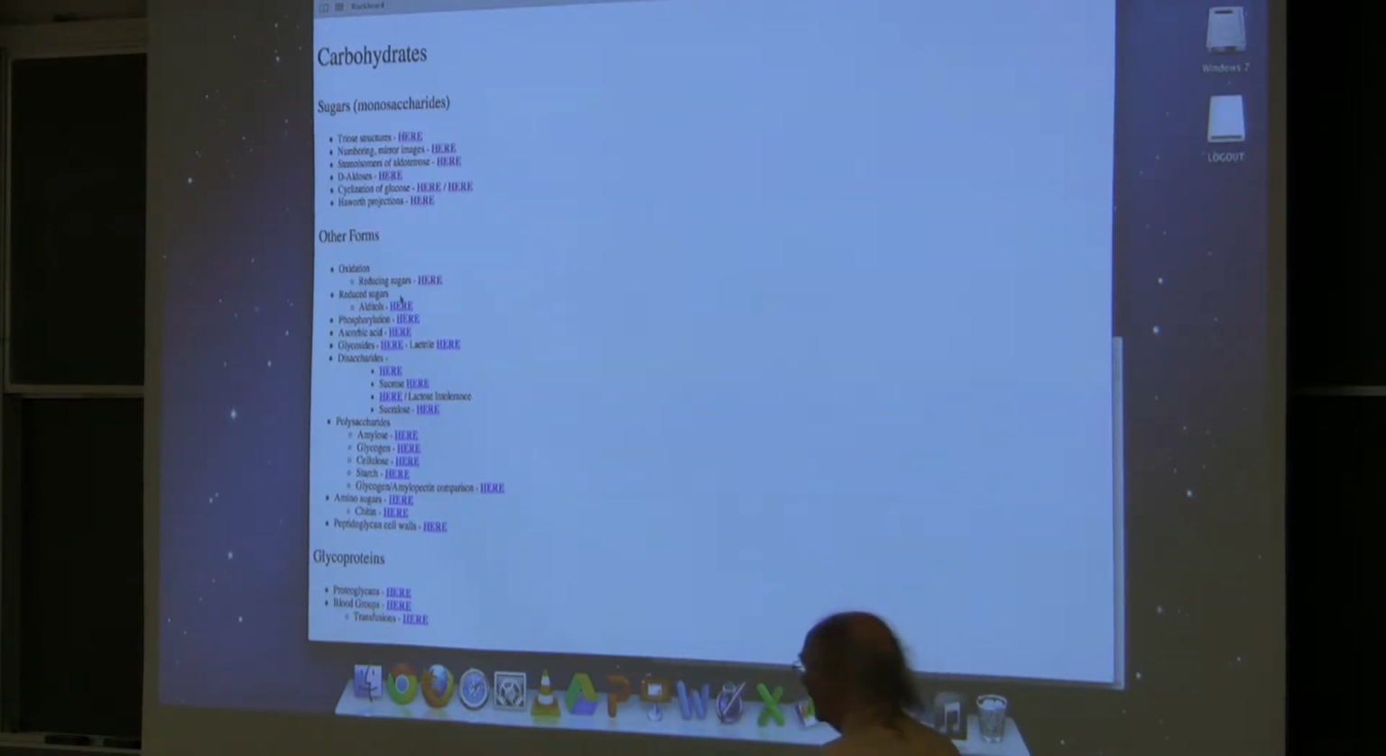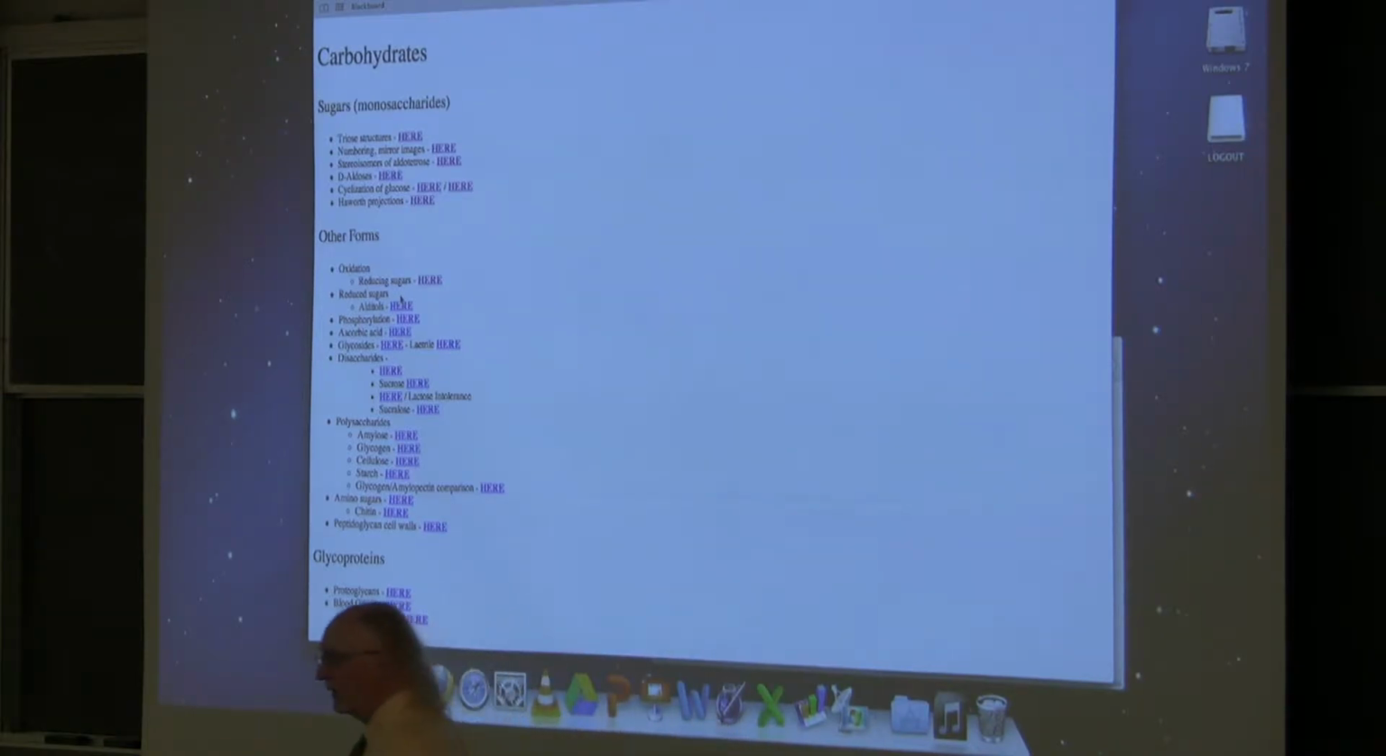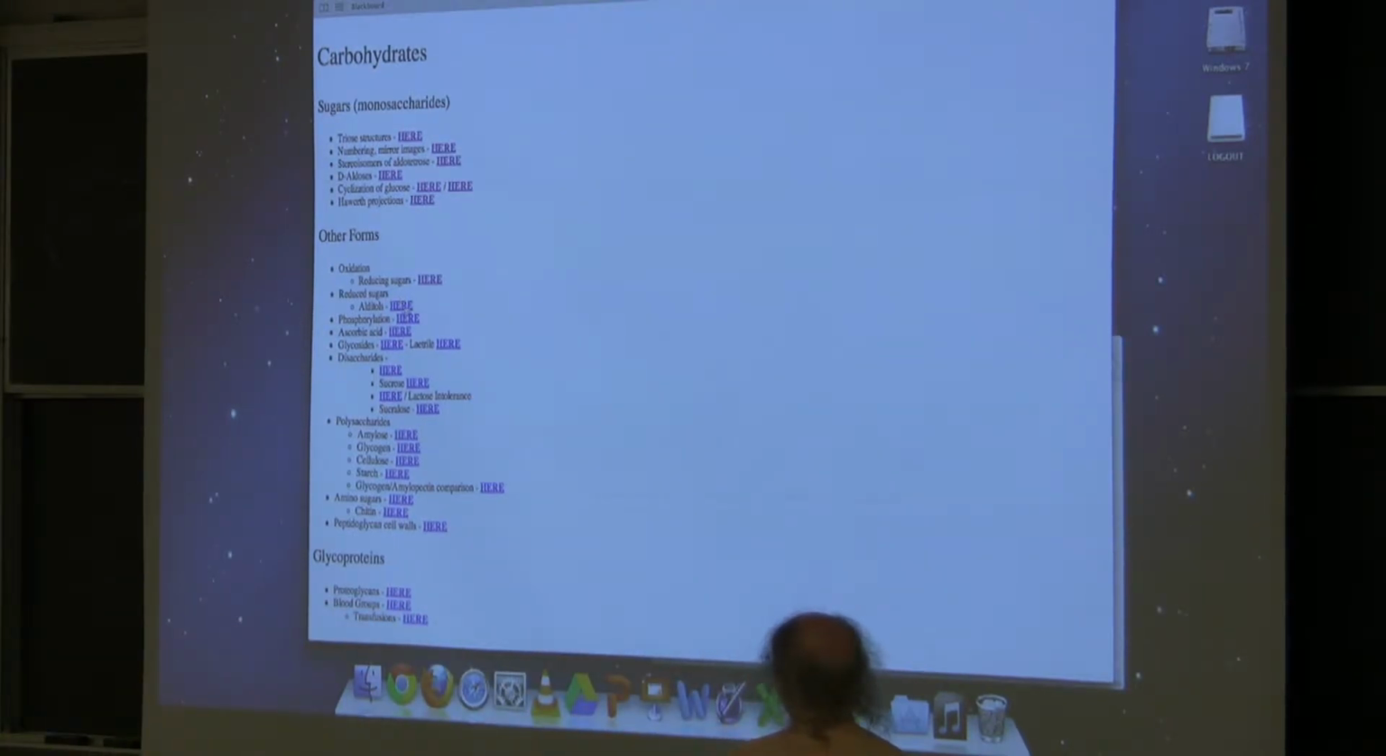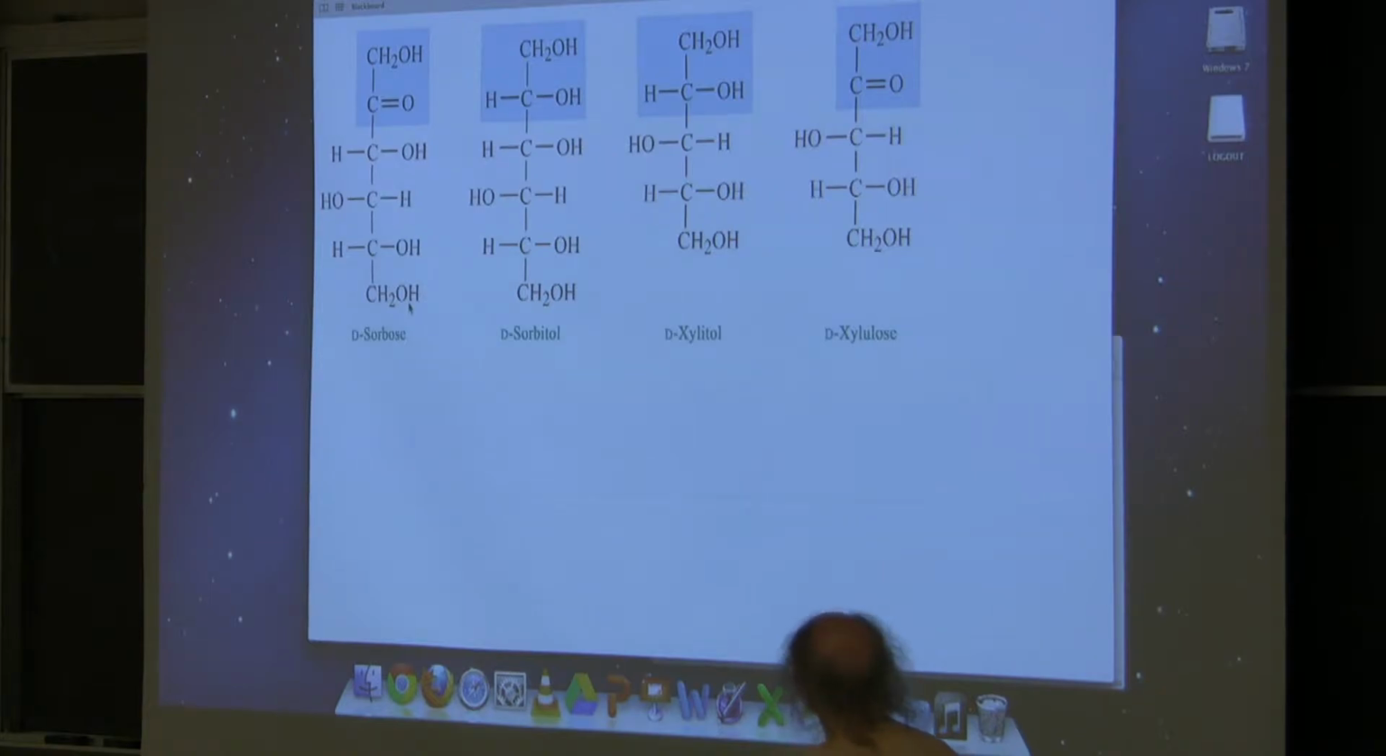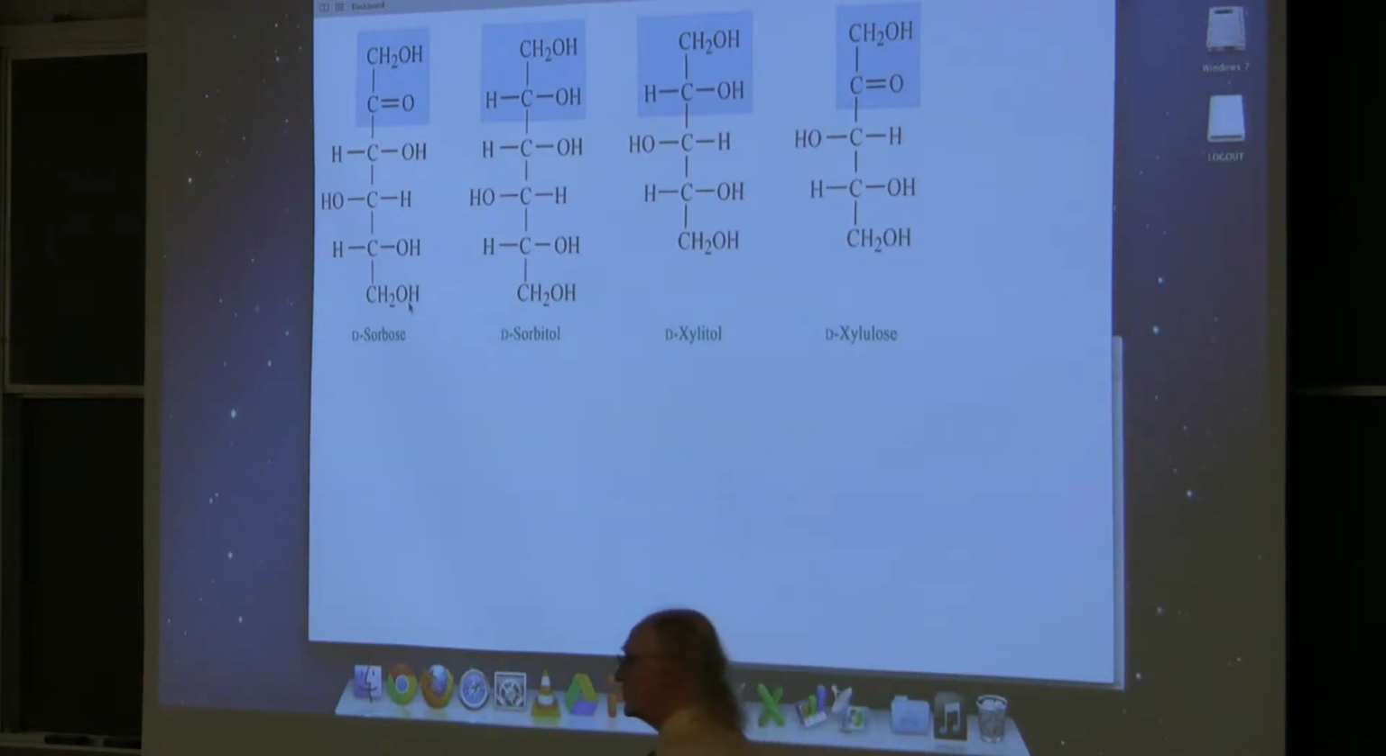Okay? We can also take a sugar to the laboratory and we can reduce a sugar. That is, instead of oxidizing it, we can reduce a sugar by adding appropriate chemical treatment. And if we do that, we create something called an alditol. Okay? Most of you have probably heard of sorbitol, right? Sorbitol is used as an artificial sweetener, and it's used as an artificial sweetener because it turns out that we don't metabolize it very well.